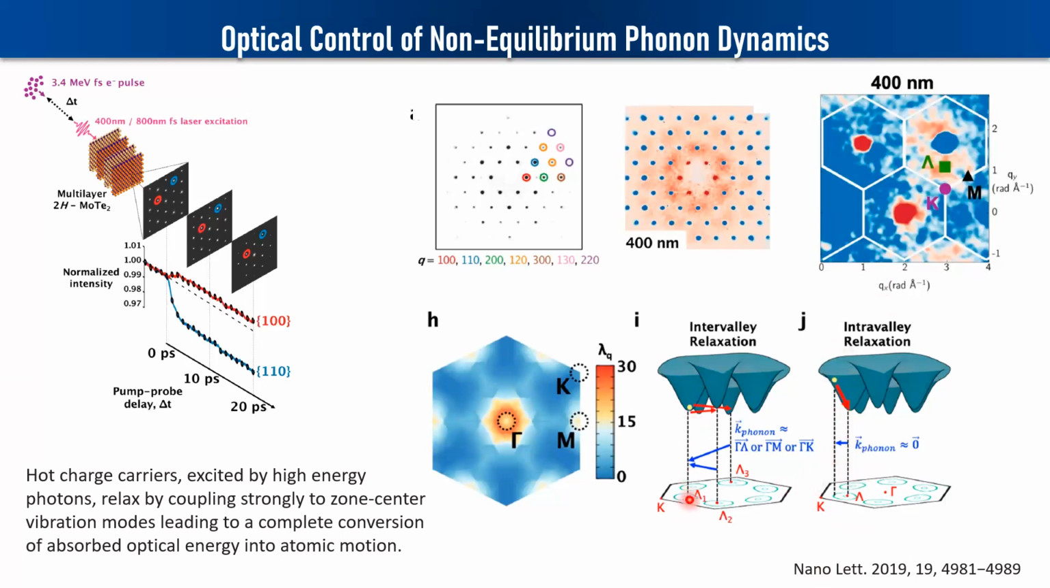Whereas if you are exciting with 800 nanometers, and you are looking at the band edge carriers, then there are different kinds of intervalley relaxation mechanisms that are possible through different phonon modes. So from these experiments, we concluded that we can exploit light and phonon dynamics to study structural phase transitions.